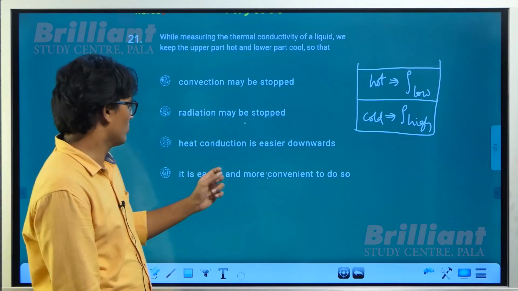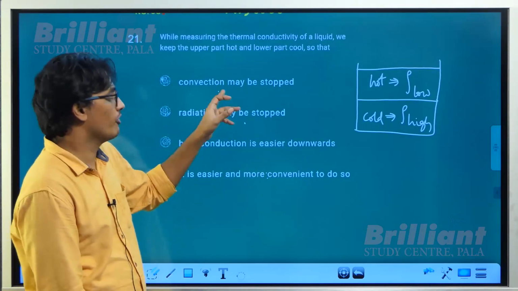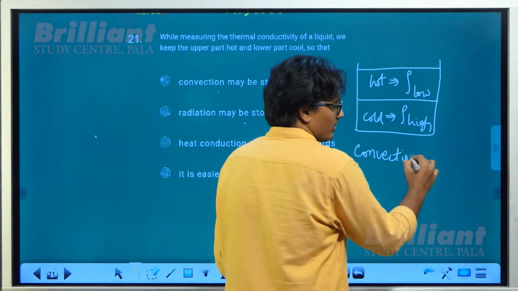Heat conduction is easier downwards. It is easier and more convenient to do so. Out of all these options, convection may be stopped. Convection is because of gravity.